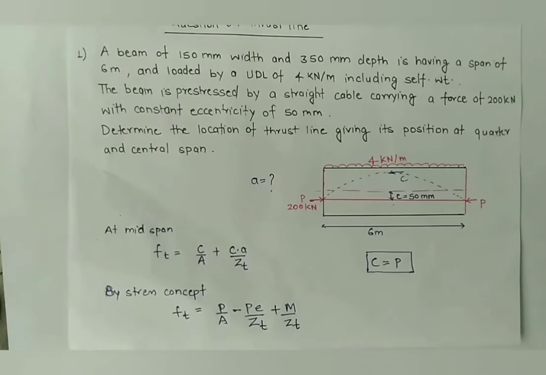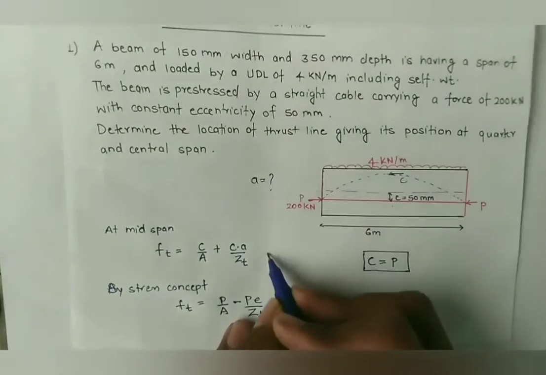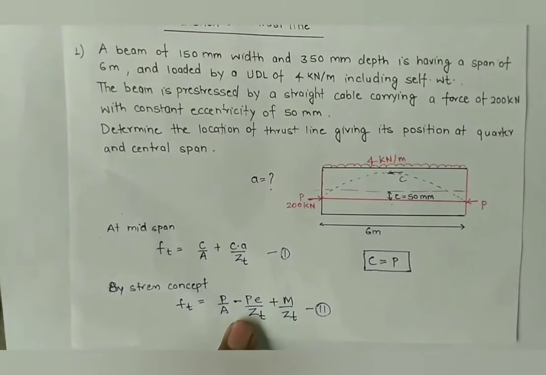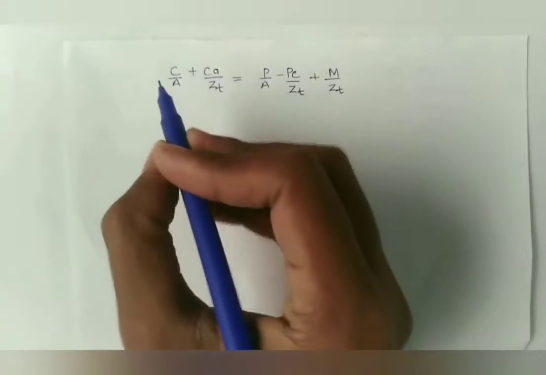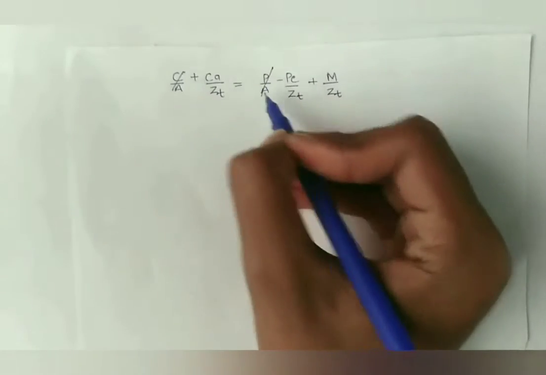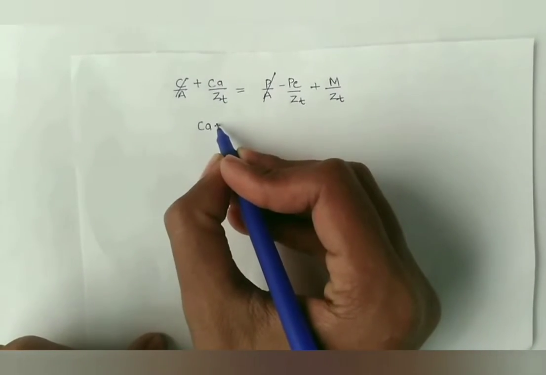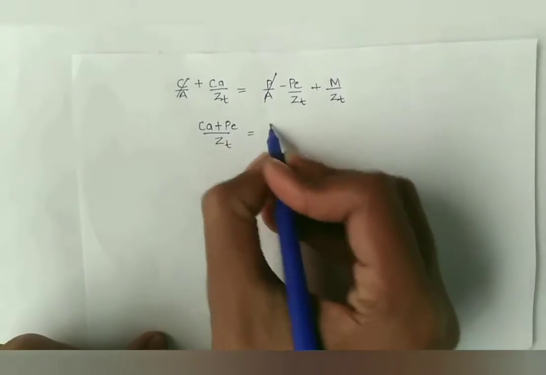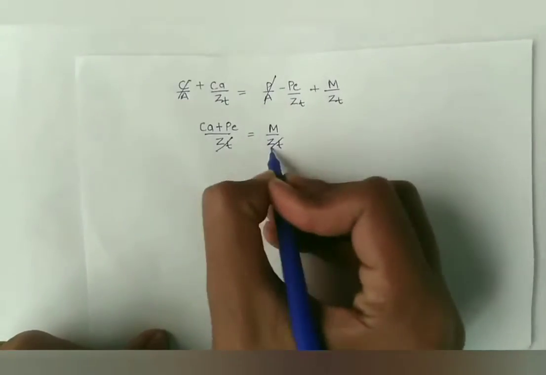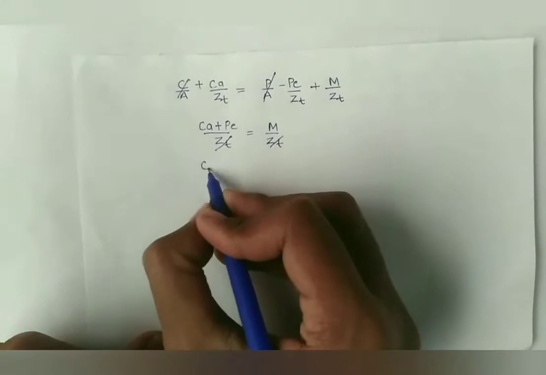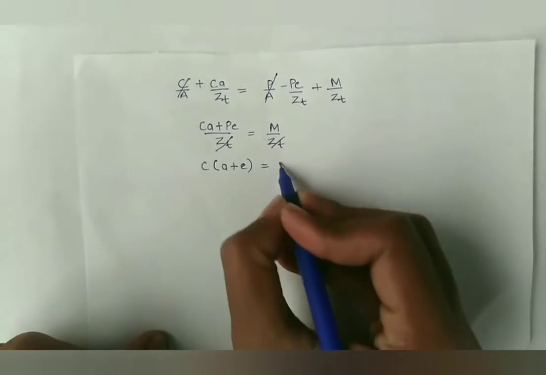Now I am going to equate the stresses in the top fibers from both the first and second equations. Since C is equal to P, we can cancel that out, and we write C a and transfer Pe this side. C a plus Pe upon Zt is equal to M upon Zt. Zt will cancel, and since C is equal to P, we can take C as common: P into (a plus e) will be equal to M.